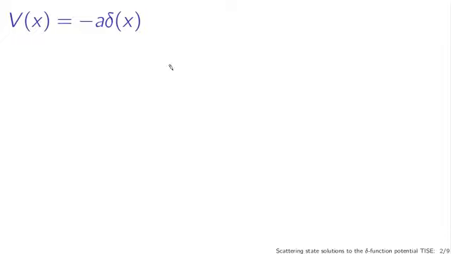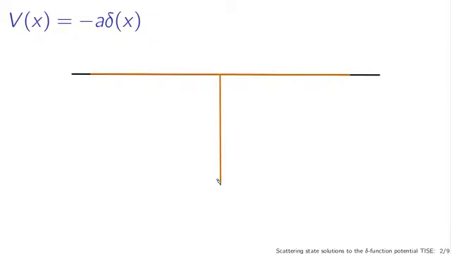To put this in context, what we're talking about is a potential V of x given in terms of a Dirac delta function. A now is just a constant that defines how strong the delta function actually is. So our potential is everywhere 0, except at some point where it goes to negative infinity. This is a plot now of V of x as a function of x.